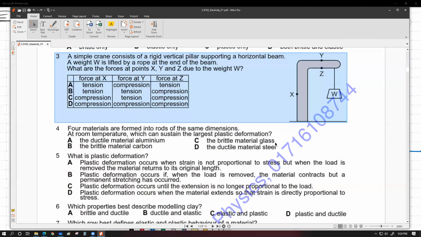A simple crane consists of a rigid vertical pillar supporting a horizontal beam. A weight W is lifted by a rope at the end of the beam. What are the forces at point X and Y and Z due to the weight W?